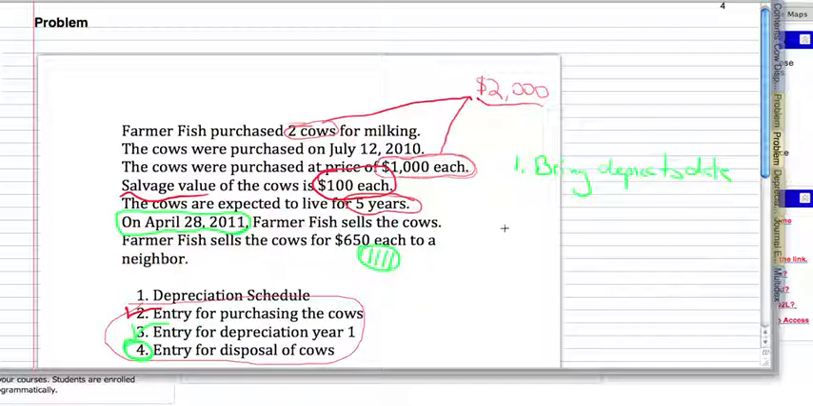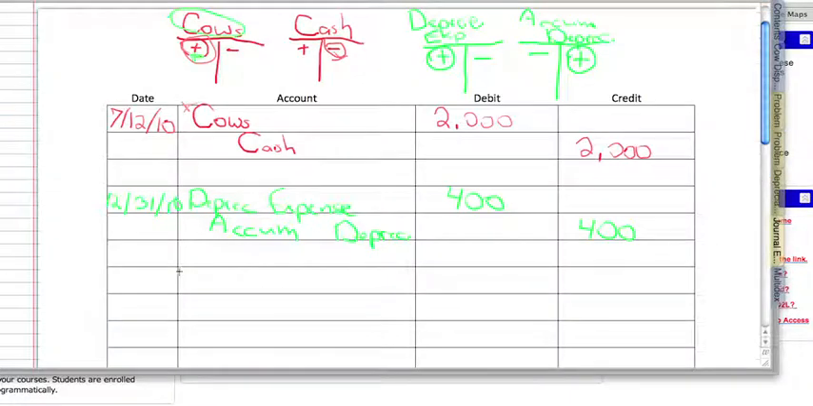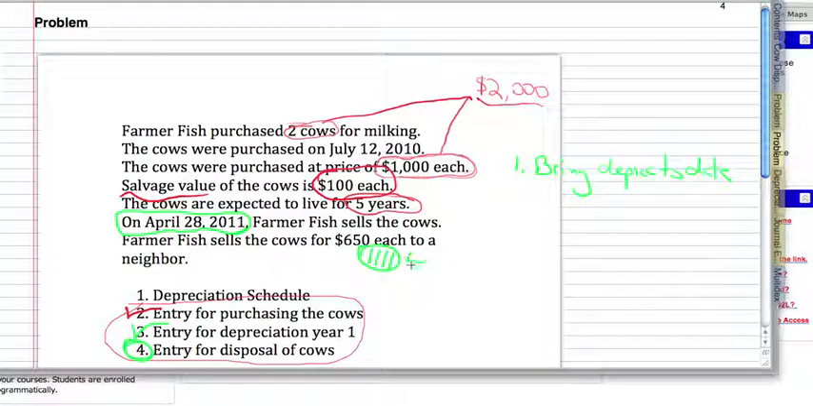And I haven't recorded the depreciation yet, so I'm going to do that, step number 1. Well, how do I do that? Let's go to here, and it's going to be on April 28th of 2011. It'll look very similar as far as the accounts. We're going to debit depreciation expense, and we're going to credit accumulated depreciation. But the amount is what we're questioning, and we know that it's going to be for 4 months.